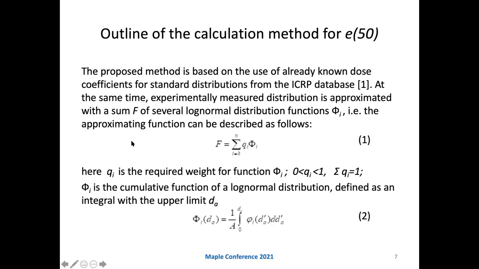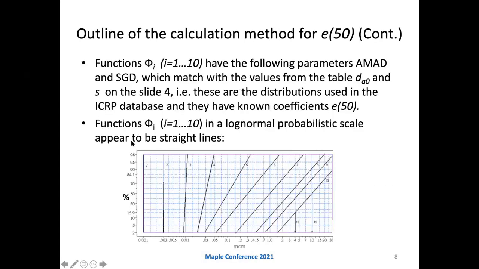Fi, as I have just said, is the cumulative function of log-normal distribution, and we can define this function as formula 2, an integral with the upper limit dA. So functions Fi have the following known parameters: diameter and standard deviation, which match the values from the table on slide 4. And these distributions are used in the ICRP database, and for them we have known coefficients E50.